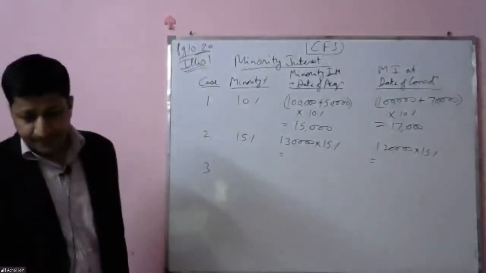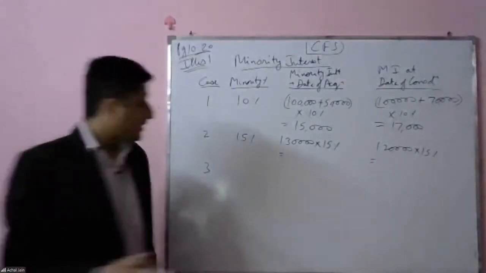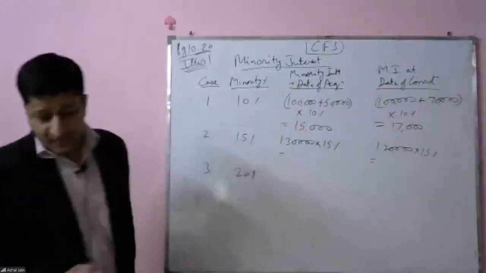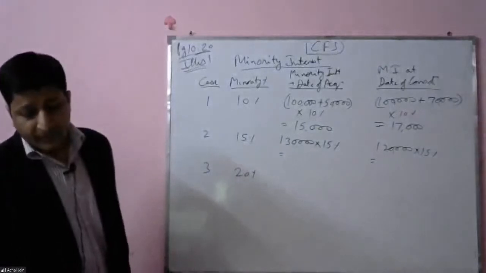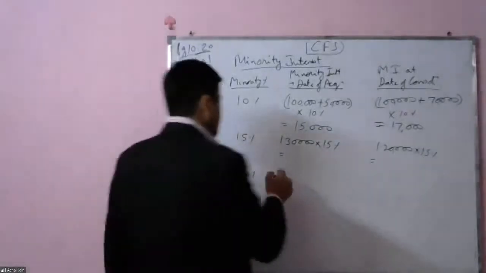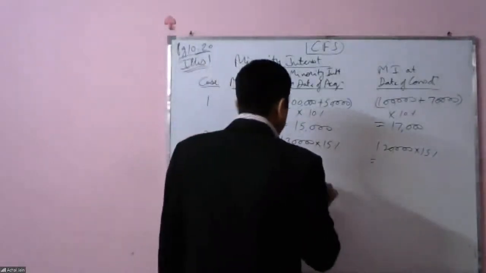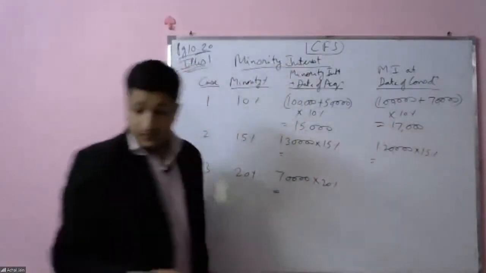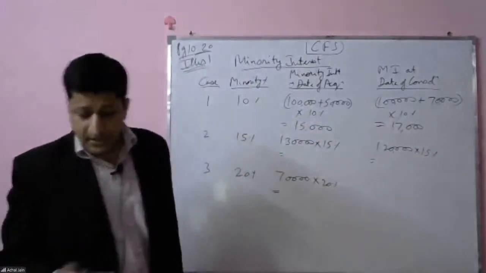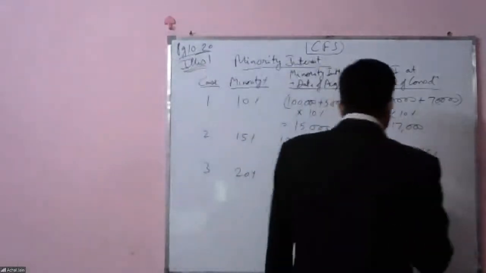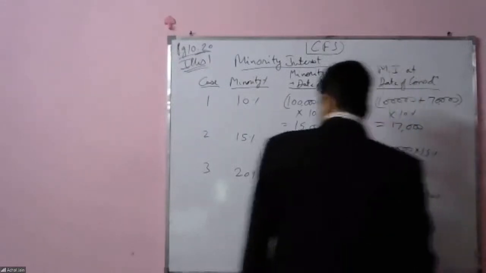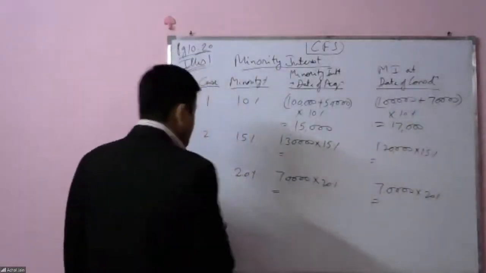Number 3. This will be 20%. Yeah, you need to confirm these amounts, please. 50 plus 20, 70,000 into 20%. And then we have again 70,000 into 20%. Case number 4.